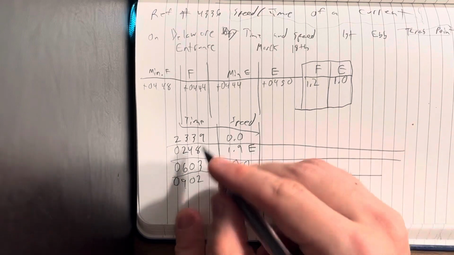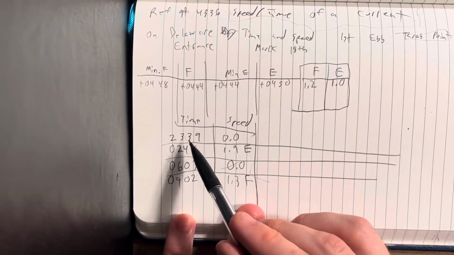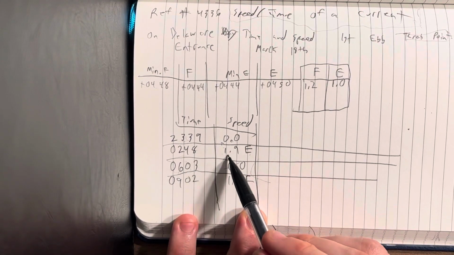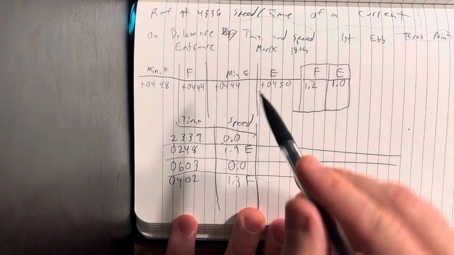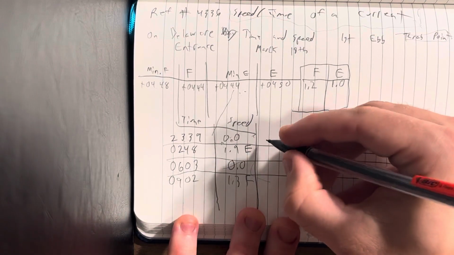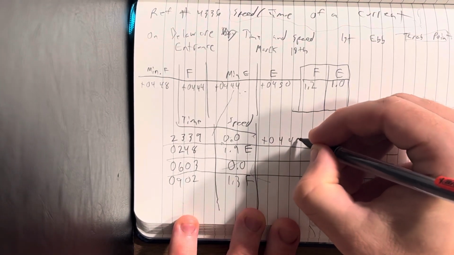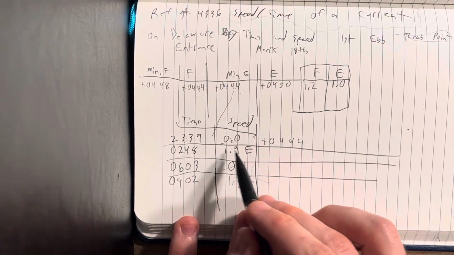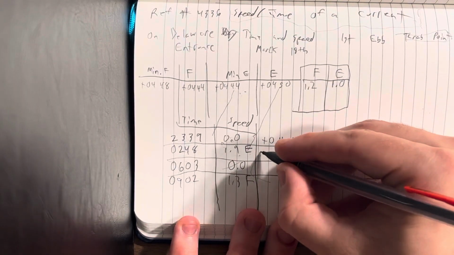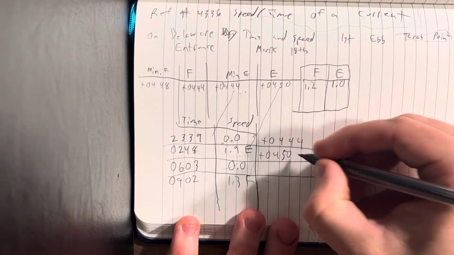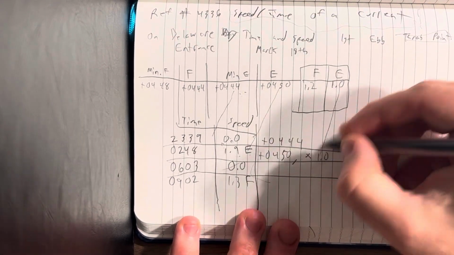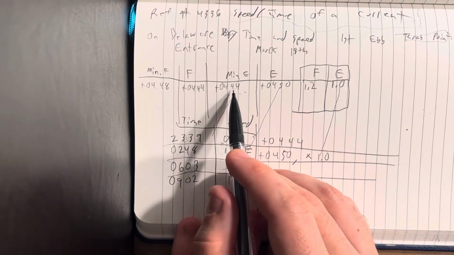So we'll start here. 2339, it's a slack water, meaning it's a minimum, and the very next thing that occurs is an ebb current. So it's a minimum before an ebb, meaning we need this correction here. So plus 0444. This right here is an ebb. So we apply this correction plus 0450. And because it's an ebb current and it actually has a speed, we multiply it by 1.0. We don't multiply this by anything because it's 0 times 0.